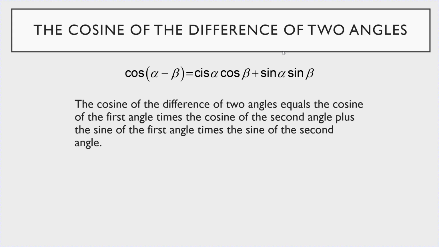First off, the cosine of the difference of two angles is given by this formula. If you have cosine of alpha minus beta, a little bit of a typo here, this is going to be equal to cosine of alpha times cosine of beta plus sine of alpha times sine of beta. So the cosine of the difference of two angles equals the cosine of the first angle times the cosine of the second angle plus the sine of the first angle times the sine of the second angle. I will do some examples to show you that this actually works out.